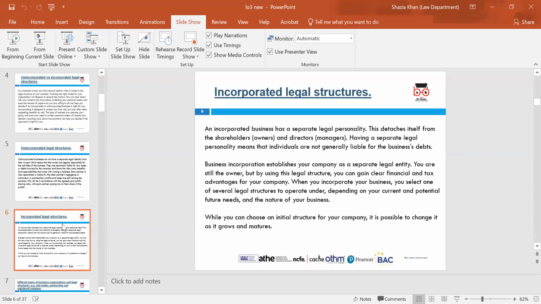Yeah. Business incorporation establishes your company as a separate legal entity. You are still the owner, but by using the legal structure, you can gain clear financial and tax advantages for your company. When you incorporate your business, you select one of the several legal structures to operate under, depending on your current and potential future needs and the nature of your business. While you can choose an initial structure for your company, it is possible to change as it grows and matures.